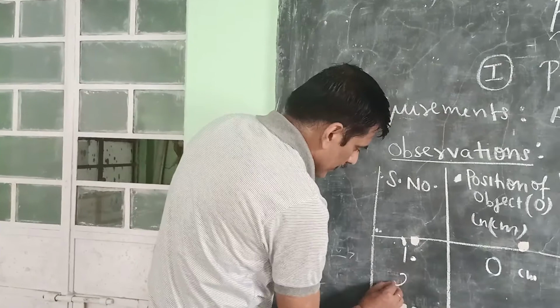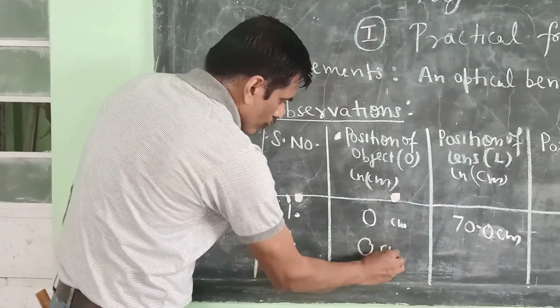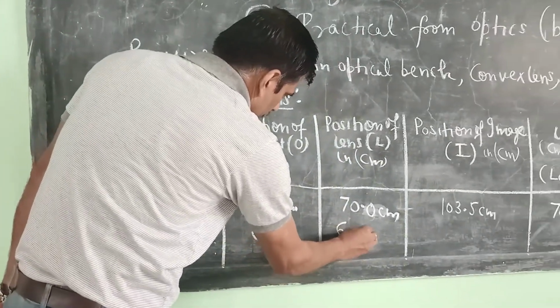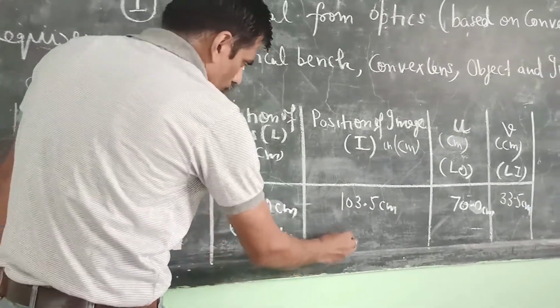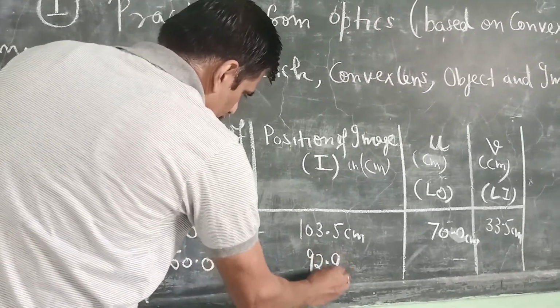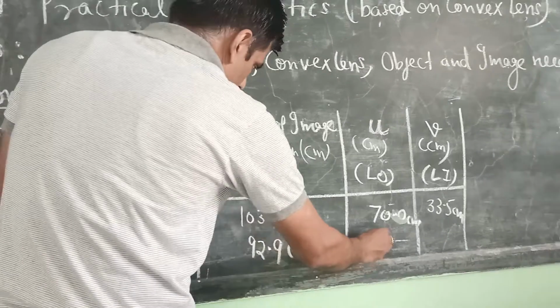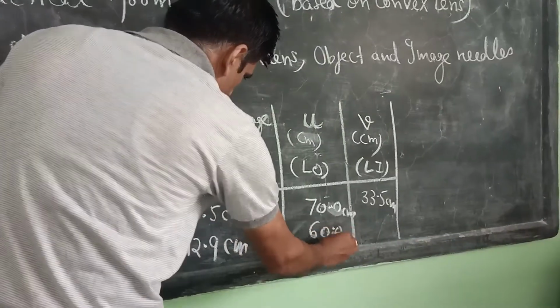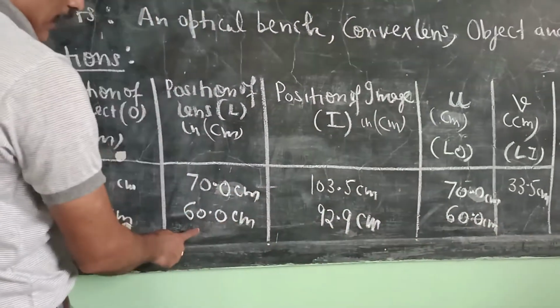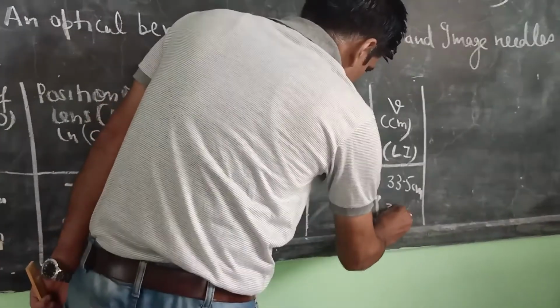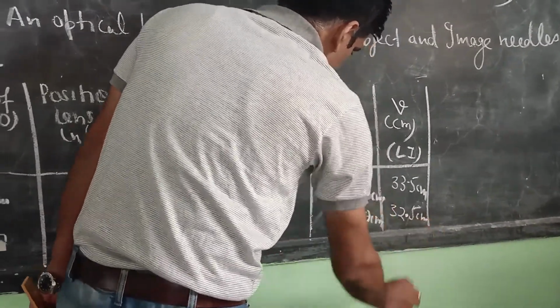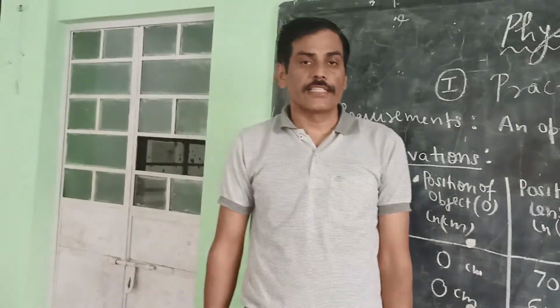Quickly I will fill the second reading. Object was still at 0. Length now we have kept at 60 centimeter, 60.0. Now the image was at 92.9 centimeter. So the image distance will become 92.9 minus 60, 32.5 centimeter is the V distance. So this is the second reading.